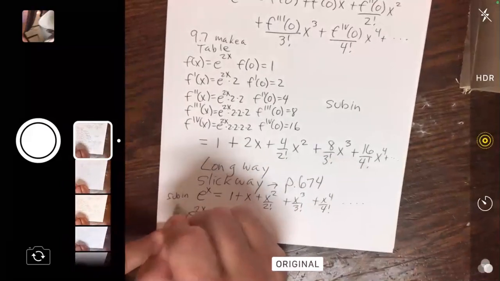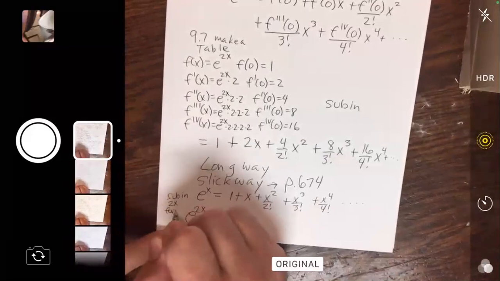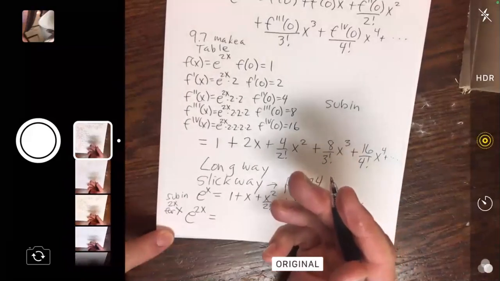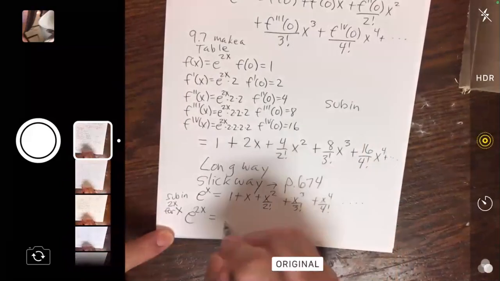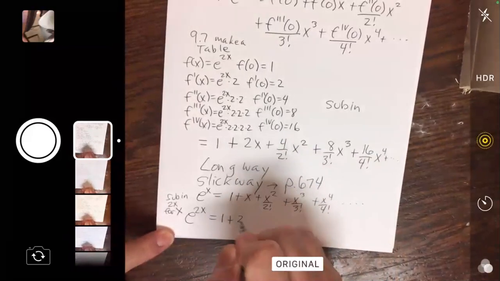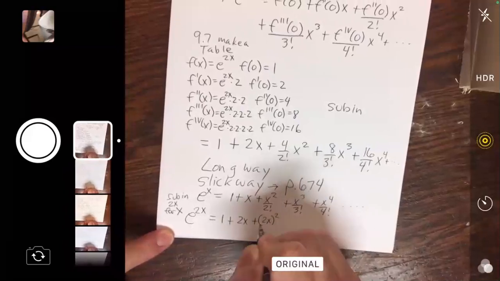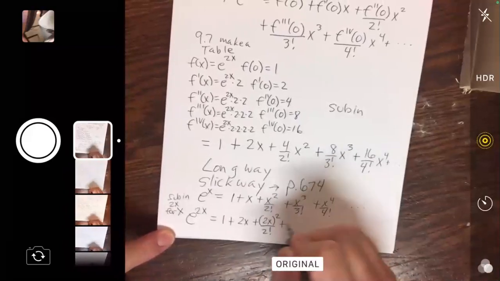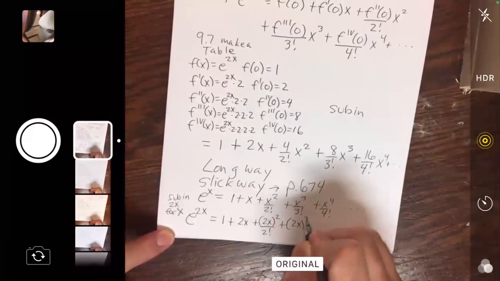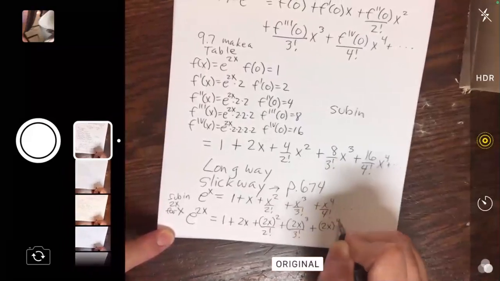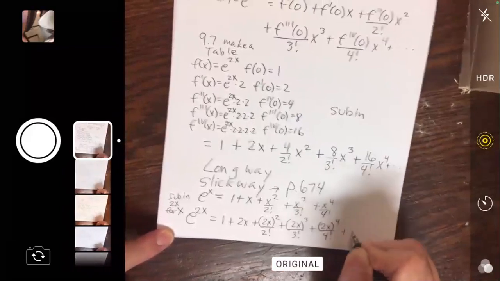Sub in 2x for what? X, right? Oh, okay. 1 plus 2x for that x, plus 2x quantity squared over 2 factorial, 2x for that x cubed over 3 factorial, 2x to the 4th over 4 factorial.